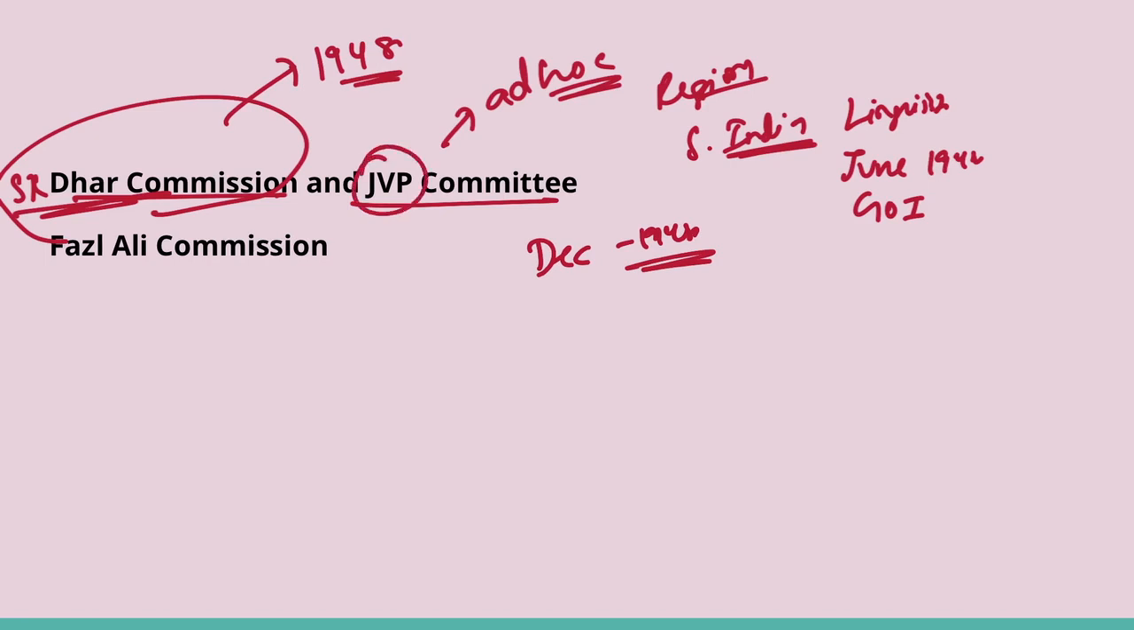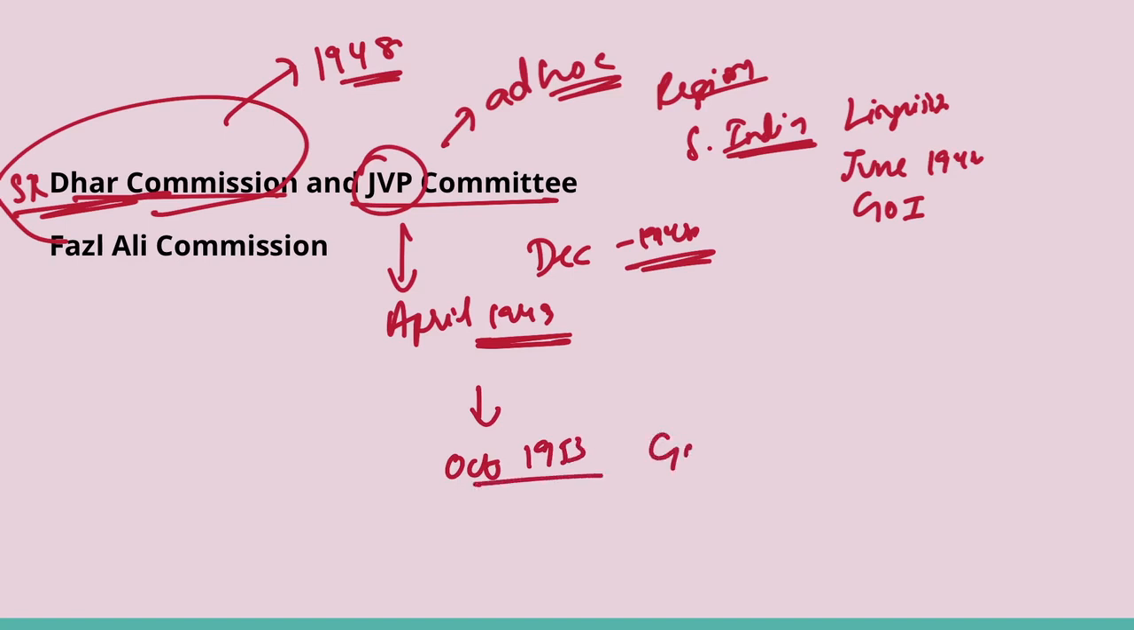It submitted its report in April 1949 and formally rejected language as the basis of reorganization of states. Finally, in October 1953, the Government of India was forced to create the first linguistic state, known as Andhra state, by separating the Telugu speaking areas from the Madras state.